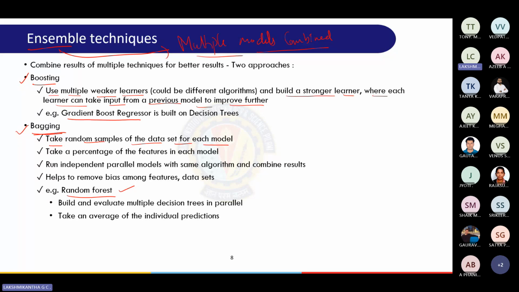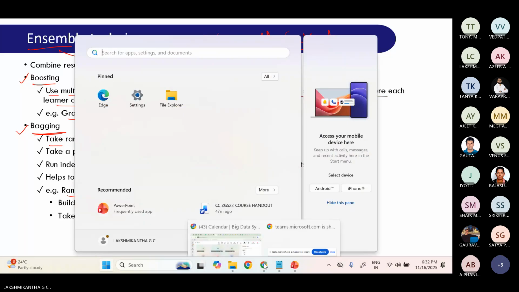So hope everyone understood what exactly the meaning of ensemble. Yes or no, guys? You all with me? Are you all with me, guys?